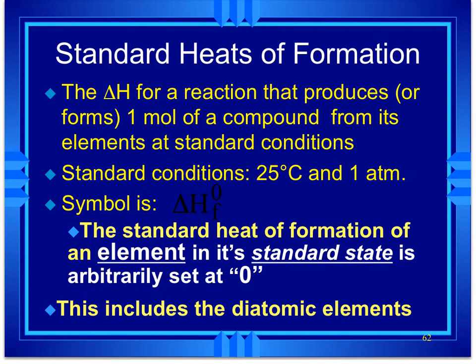So you'll sometimes see us talk about the standard heats of formation. That is the delta H for a reaction that produces or forms 1 mole of a compound from its elements in their standard condition. Remember, standard condition is a little bit different than STP. It's at 25 degrees and it's still at 1 atmosphere, but our temperature is different. The symbol that we're going to see here should be more like a degree symbol. So this just means our standard. And then the standard heat of formation of an element in its standard state is arbitrarily set to 0, and this goes for diatomic elements as well.